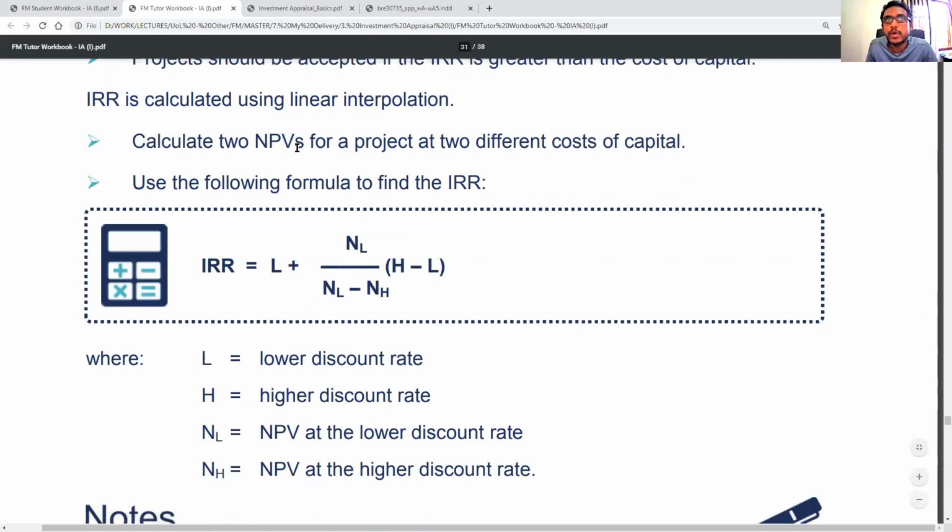So calculate two NPVs for a project at two different costs of capital. Use the following formula to find the IRR. IRR is equal to L plus NL over this formula, where L is the lower discount rate, H is the higher discount rate, NL is NPV at the lower discount rate, NH is the NPV at the higher discount rate.